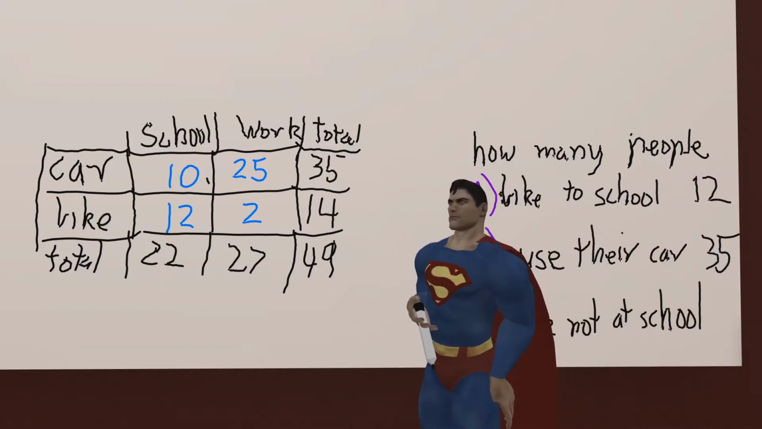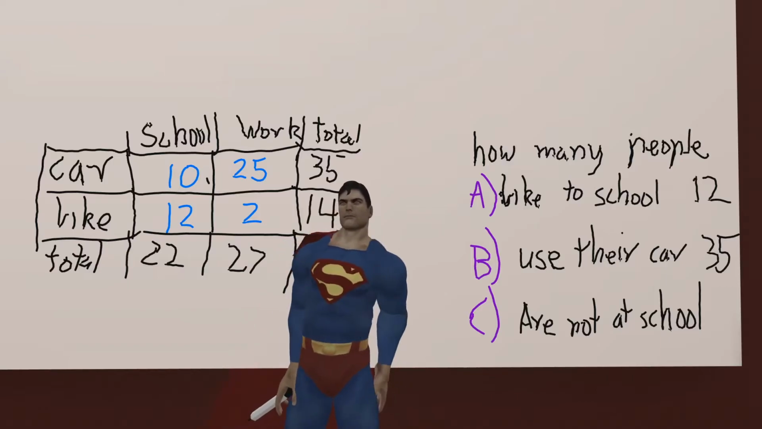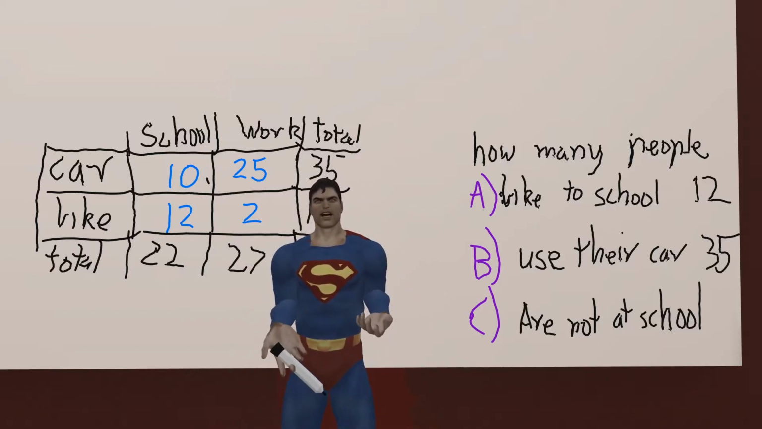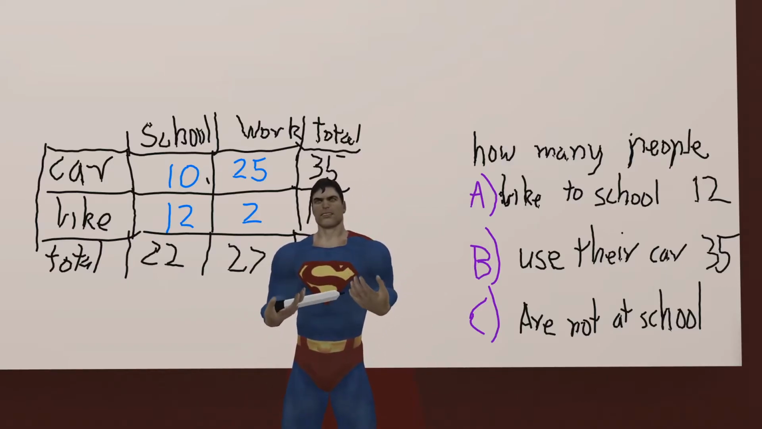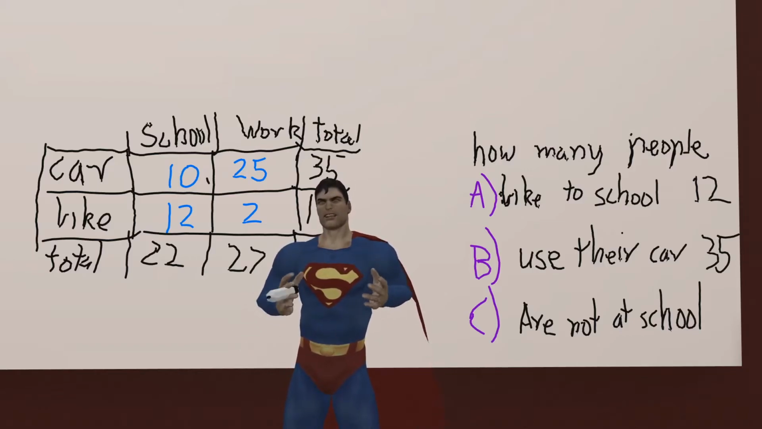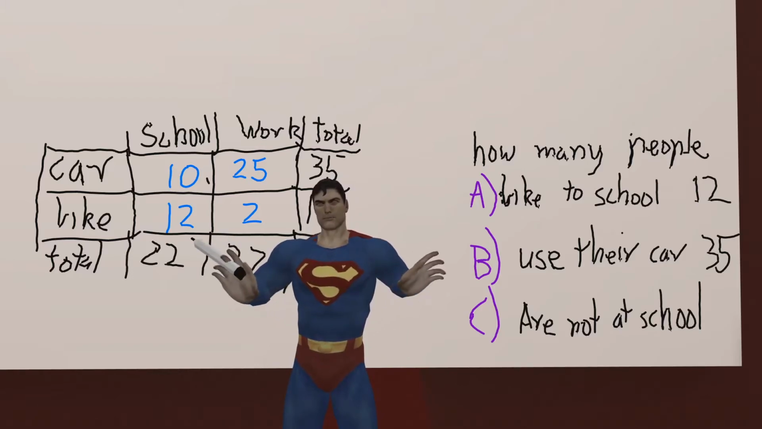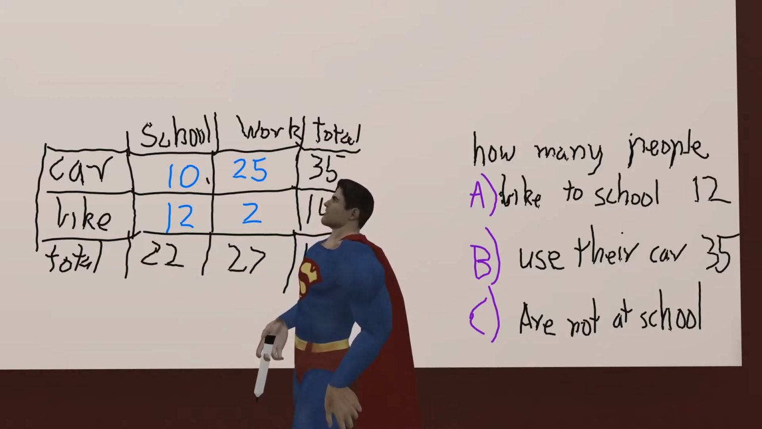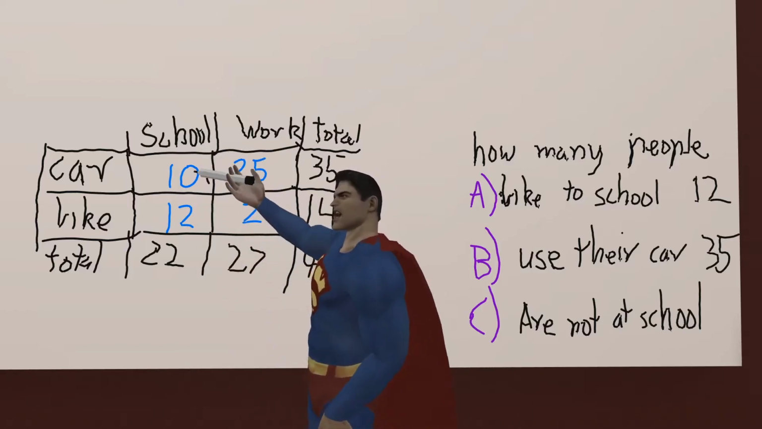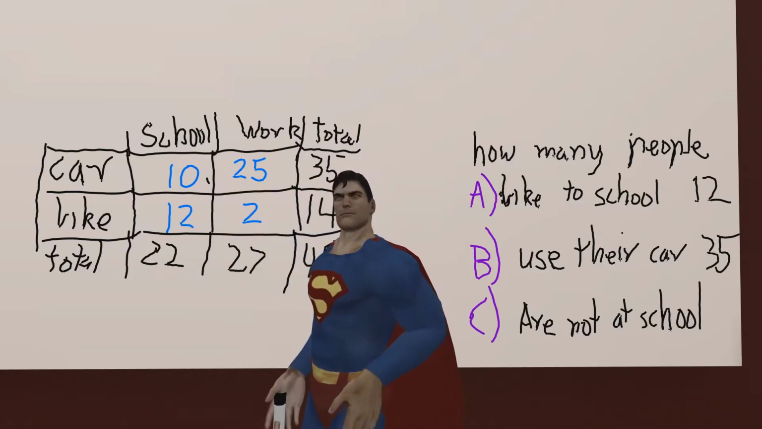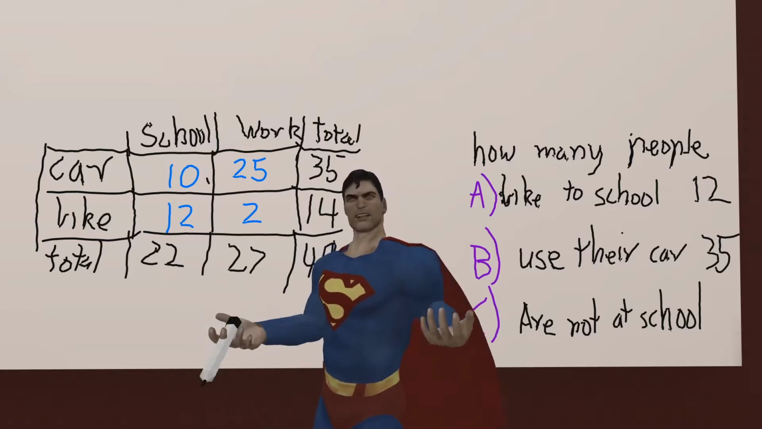All right. The last question is a not question. So what you're going to have to do is identify the key word, being school, and then we don't want school. We want not school. So you first identify the school column, the school word, and then we don't want it.